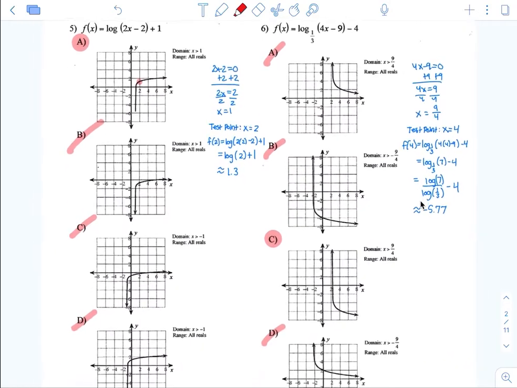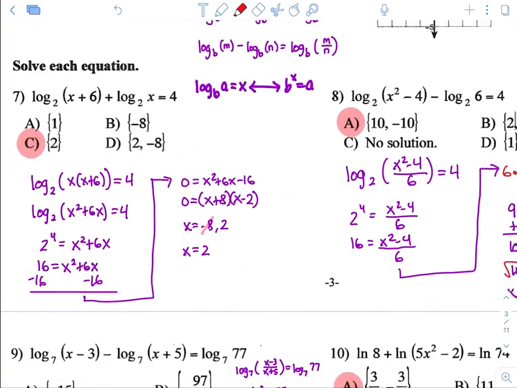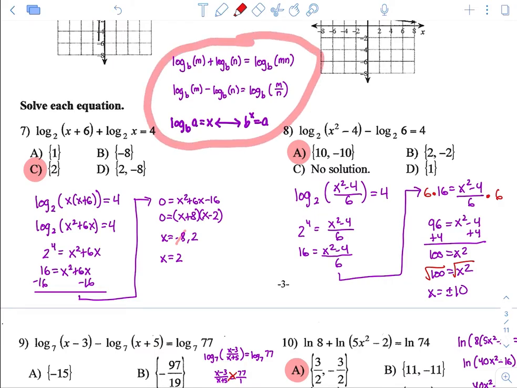Alright, so those are those types of problems. Moving on, now we got these ones, writing your equation. So here's the formulas. The first one's product rule, this one's quotient rule, and this is changing from log form to exponential form.